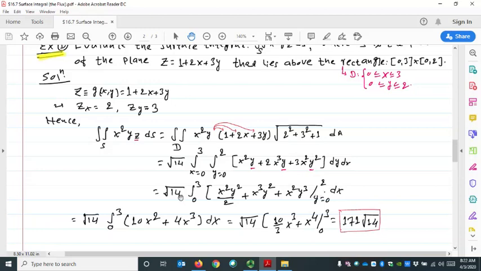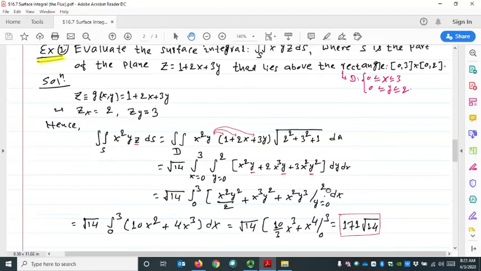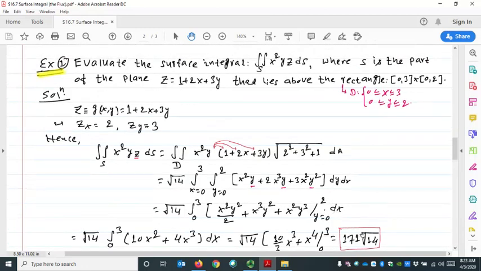The next step, radical 14 as it is, integration of x as it is. You simplify, put y equals the upper limit 2 and simplify. This gives you this x integral. Then integrate with respect to x. Then put the x limits 0 to 3 and simplify. This gives you 171 times radical 14. This is the surface integral value given in example 1. Great. So now let's move on.